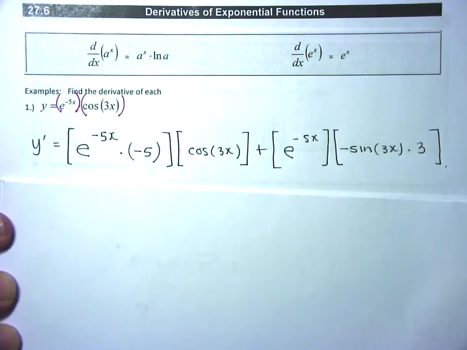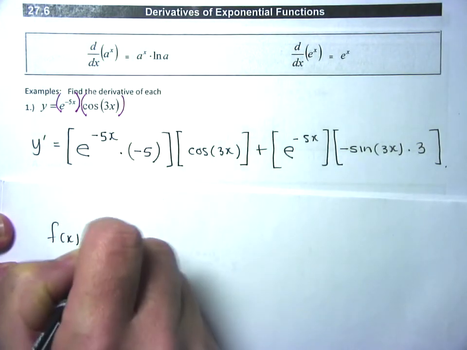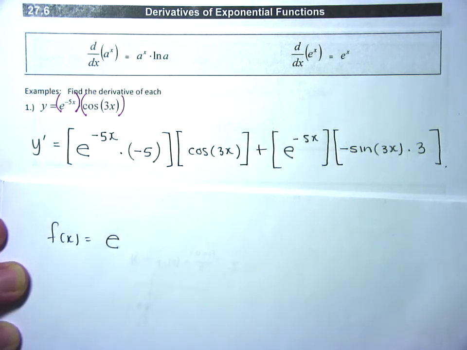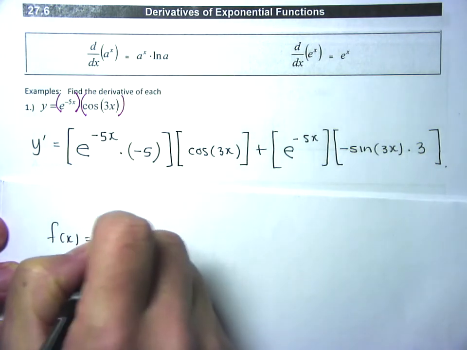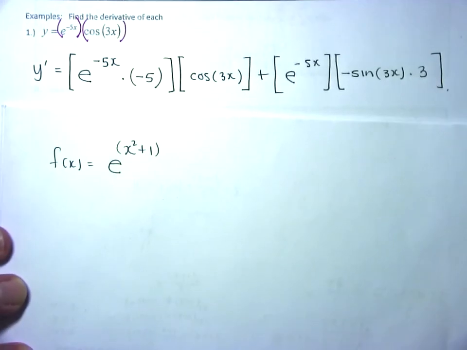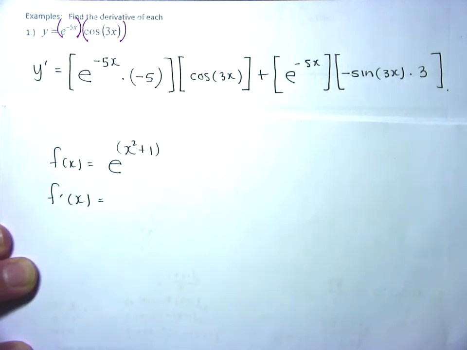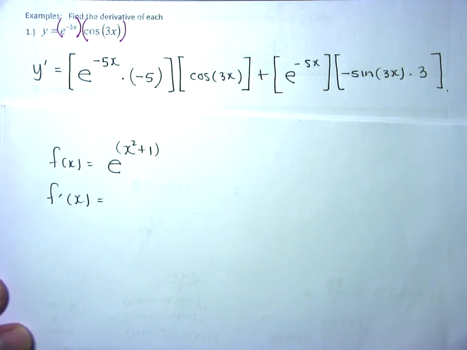Please find for me the derivative of f of x is equal to e raised to the power x squared plus 1. What will the derivative be equal to? All right, so this is a composite function. The outside function is e raised to some power. The inside function is x squared plus 1, right? So derivative of the outside.